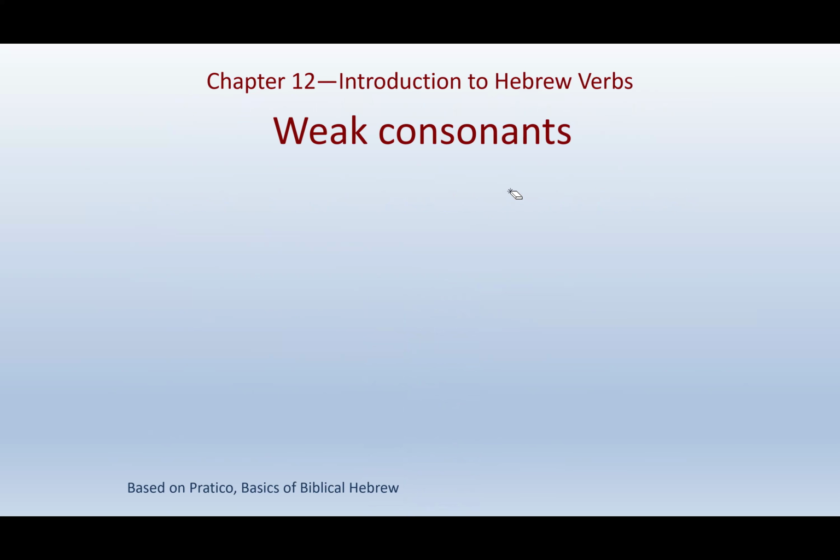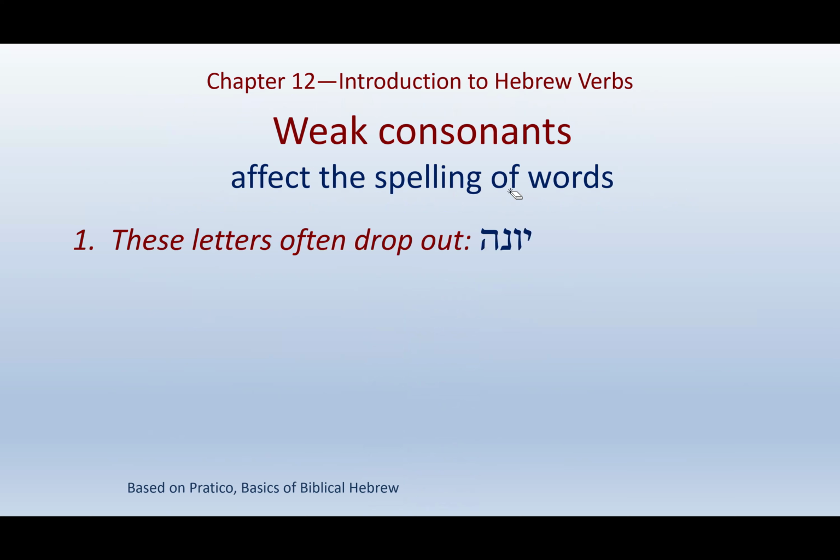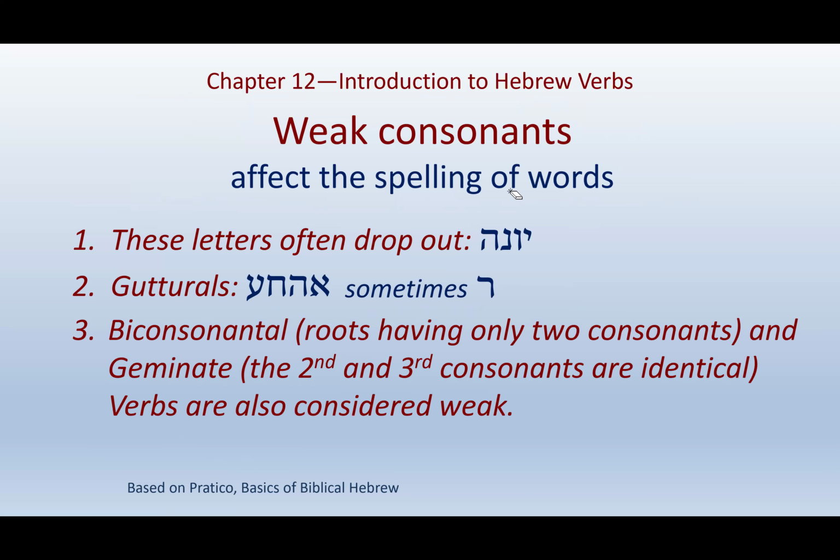So we also have weak consonants. We have letters that drop out. We have weak consonants that affect the spelling of words. So the Yonah letters, yod, vav, nun, hey, those can drop out. Those are weak consonants. Gutturals are weak consonants: aleph, hey, het, ayin. They don't drop out, but they affect how the vowels work, things like that. We'll see. And sometimes resh, not just the gutturals, but sometimes resh, not always resh. And then there's other weak verbs.